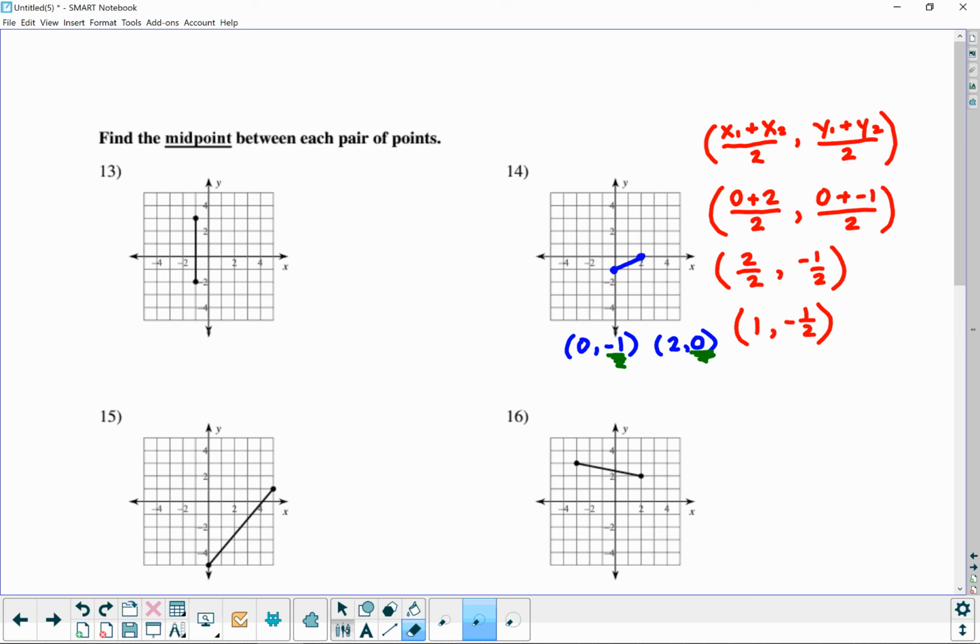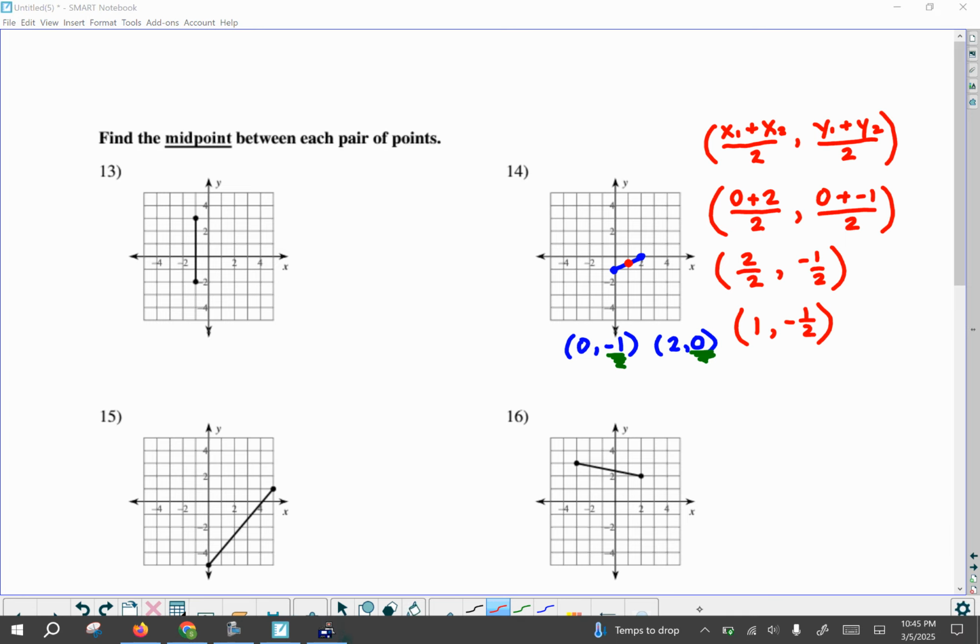So if I was to graph that 1 comma -1/2, 1 would be out 1 and the -1/2 would be right here. So it would end up right there, and that would be the midpoint. All right, so I'll leave the rest for you guys. Good luck on that though.